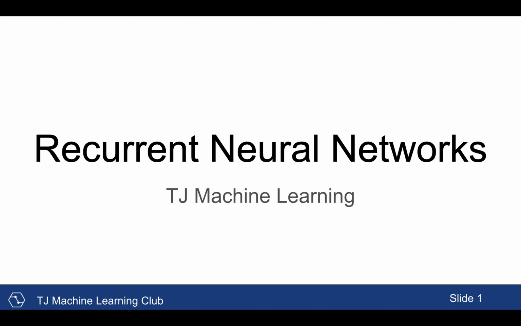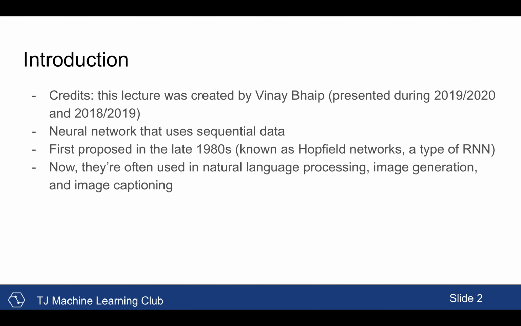Recurrent neural networks are very helpful when it comes to processing sequential data. That's why they're really great when it comes to tasks like handwriting recognition, NLP, image generation, image captioning, and so on. They actually, surprisingly enough, aren't that new of a concept. They originated as Hopfield networks created by John Hopfield in 1982.